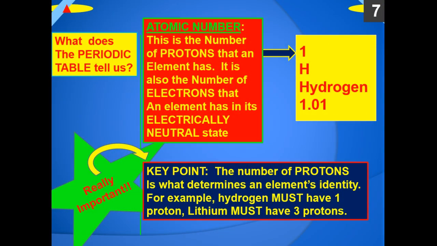So when you look at your periodic table, you'll notice in a basic periodic table, there's 4 items. There's a number at the top, then there's a letter, and then there's the name of the element, and then there's a number at the bottom. So let's take these one by one.